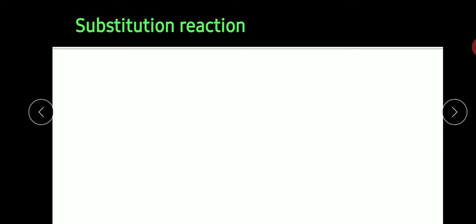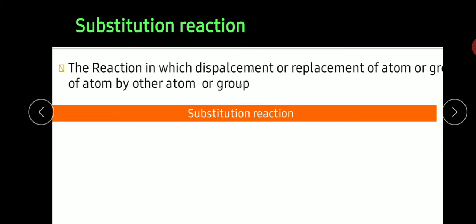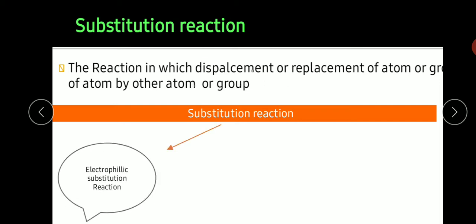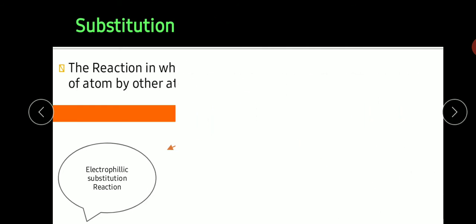Then the last type of polar reaction is the substitution reaction. It is a reaction in which displacement or replacement of an atom or group of atoms by another atom or group occurs. Substitution reactions are divided into two types: electrophilic substitution reaction and nucleophilic substitution reaction.